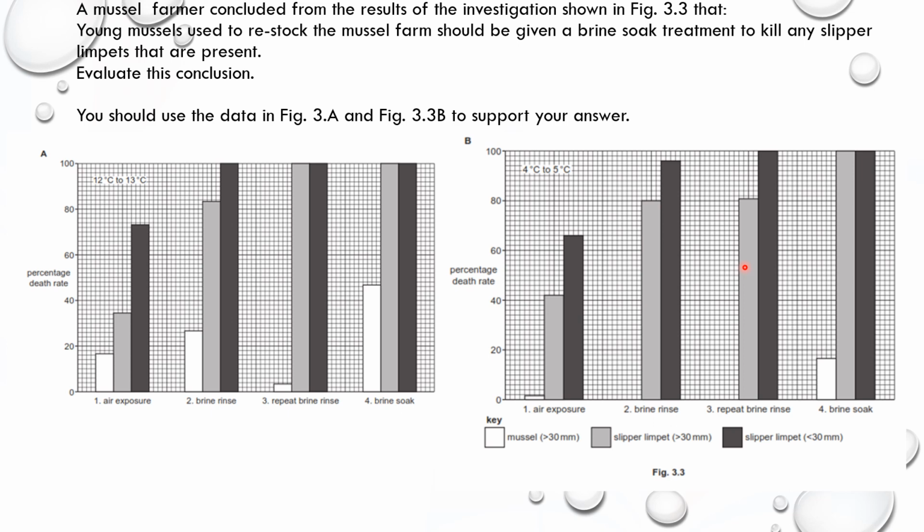Now, you can also say that we need to do a statistical analysis, a statistical test for this, because this is not enough. We need to do more replicates of this and use a statistical test on it, and use a larger number.